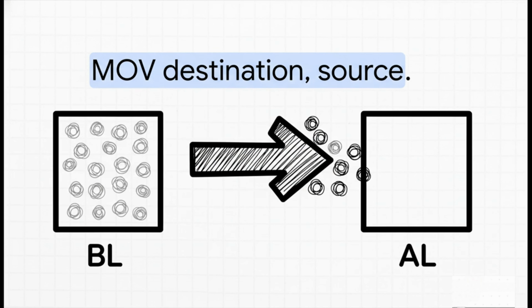The way you write it is just beautiful in its simplicity. MOV, then where you want it to go, the destination, and then where it's coming from, the source. So MOV AL, BL just tells the processor, hey, copy the value from register BL and stick it into register AL. It's basically the chip's version of Control-C, Control-V.